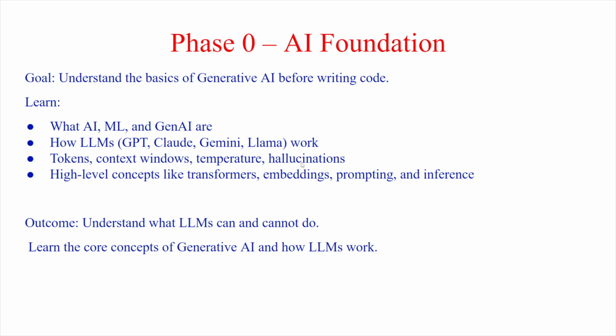So this is the hallucination problem which all of us face when we use AI. Then we have the high-level concepts like transformers, embedding, prompting, and interfacing. So at the end of this phase 0, you will understand what LLMs can do and what they cannot. For example, as I have already discussed in my previous videos, it cannot do the system designing part like you can do. It needs human intervention.